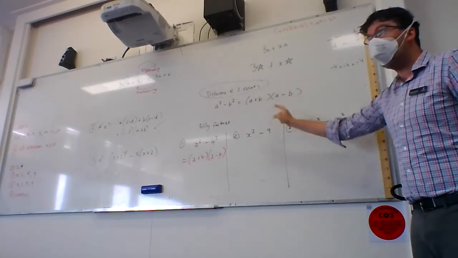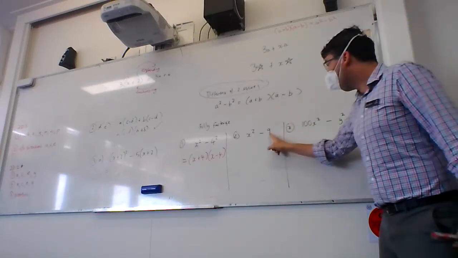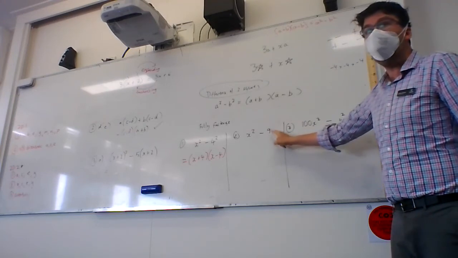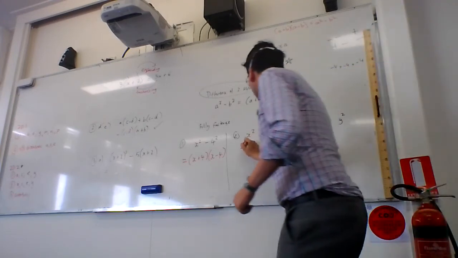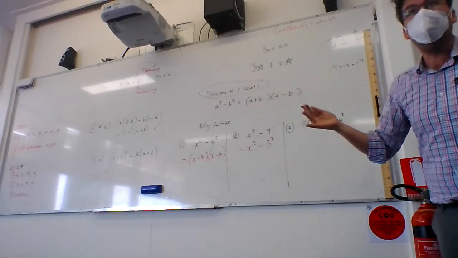Is the second one a difference of two squares? No, not yet. Could we rewrite this 9 so that it's a square number? How can we rewrite 9 as a square number? So could we write it as x squared take 3 squared? Yes? And now what can we do?